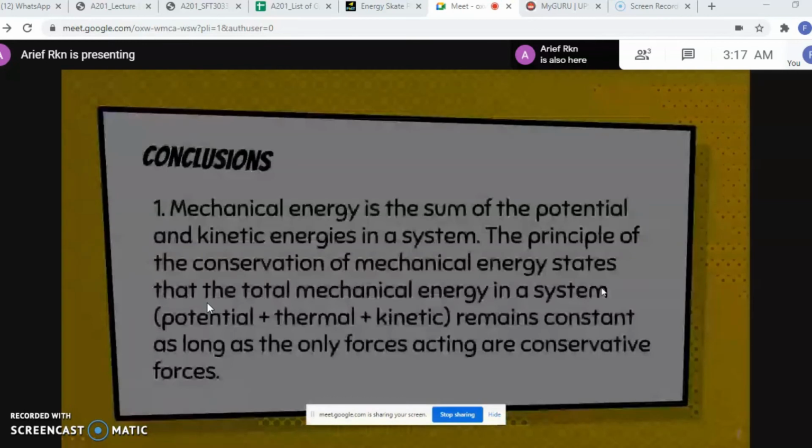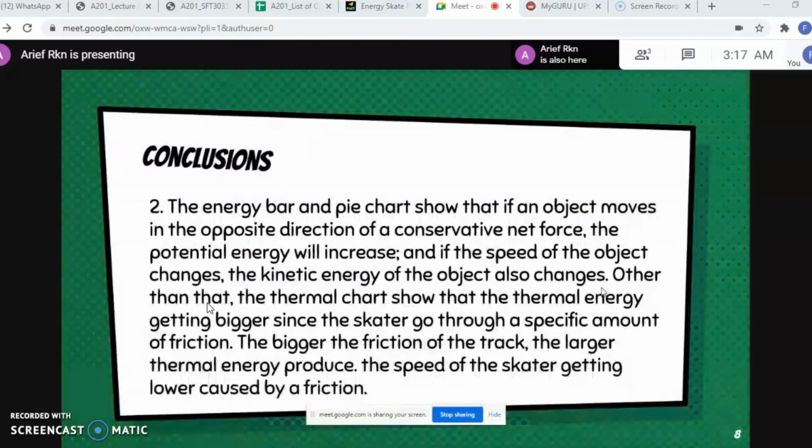The energy bar and the pie chart show that if an object moves in the opposite direction of a conservative net force, the potential energy will increase, and if the speed of the object changes, the kinetic energy of the object also changes. Other than that, the thermal chart shows that the thermal energy gets bigger since the skater goes through a specific amount of friction. The bigger the friction of the track, the larger the thermal energy produced. The speed of the skater gets lower caused by friction. Okay, Arif, we can continue for the third conclusion.